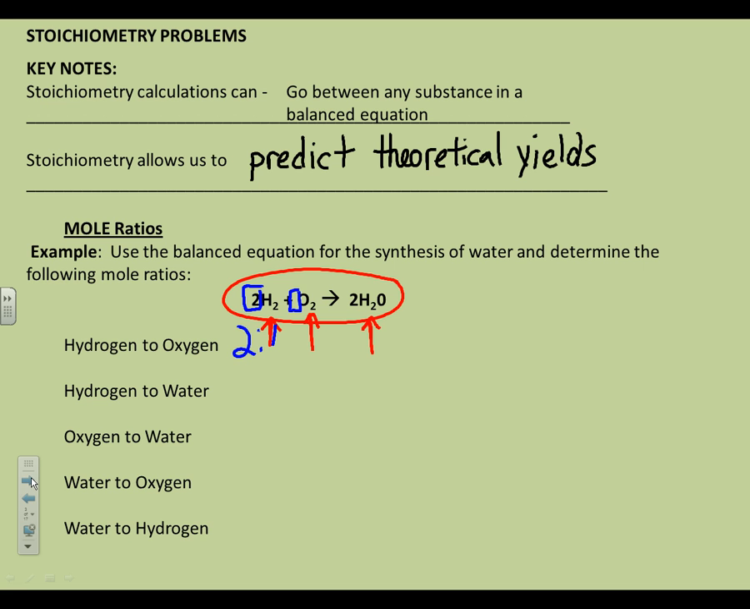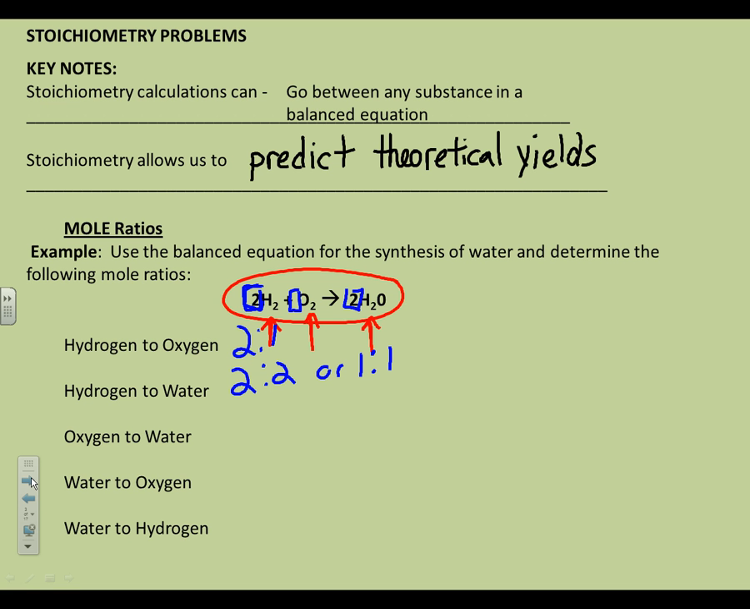What about hydrogen to water? Hydrogen to water, you still have that 2 for the hydrogen. You also have a 2 for water. So you can say 2 to 2, or you can simplify that to be 1 to 1. Either way will give you the same answer. That's right, because obviously dividing by the same number will give you 1. And that's important to know.